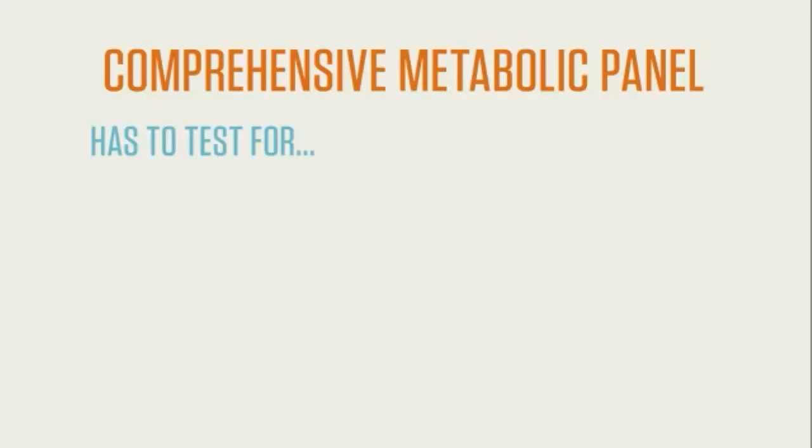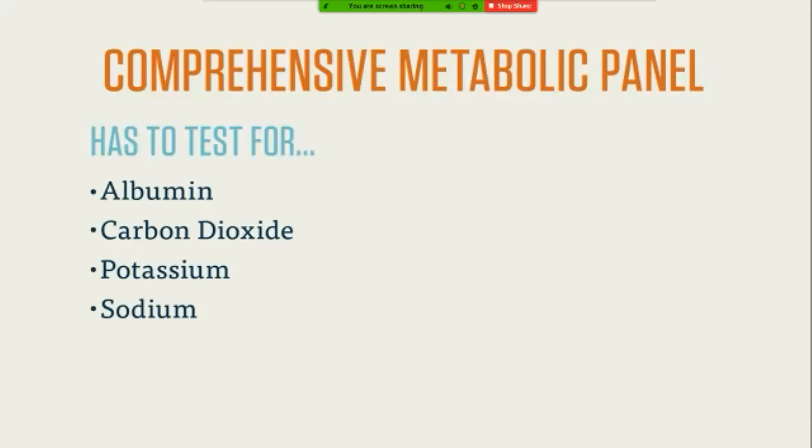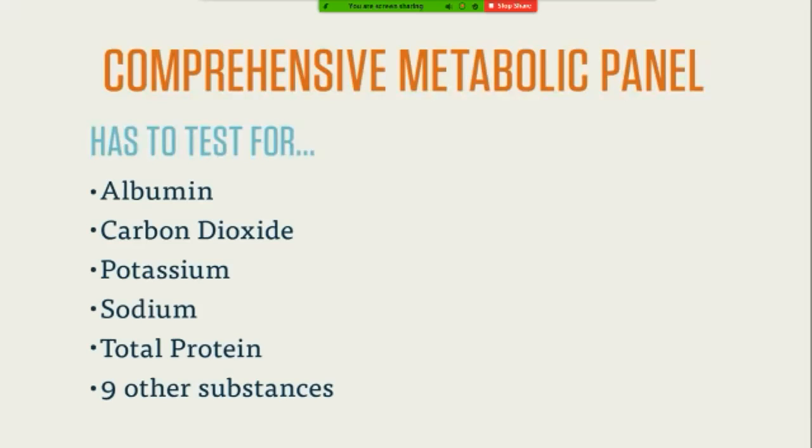Let's look at the first section of panels. Each panel has a set of requirements. A comprehensive metabolic panel, for instance, has to test for albumin, carbon dioxide, potassium, sodium, total protein, and 9 other substances.